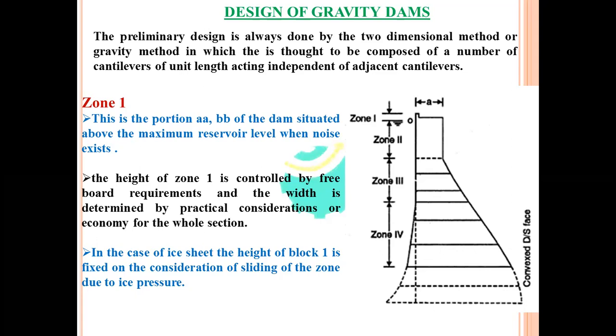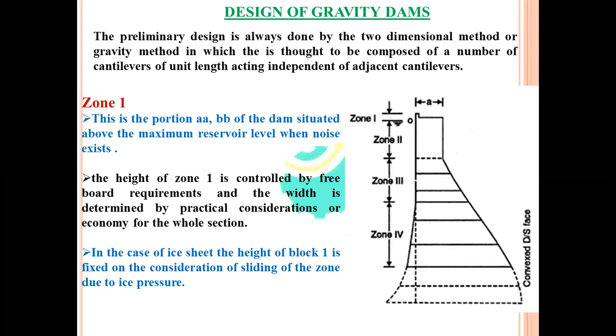The preliminary design is always done by two-dimensional methods or the gravity method, in which the dam is thought to be composed of a number of cantilevers of unit length acting independent of adjacent cantilevers.